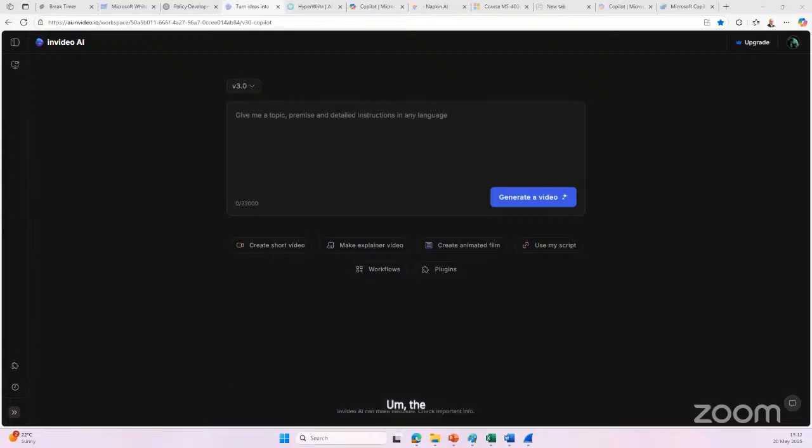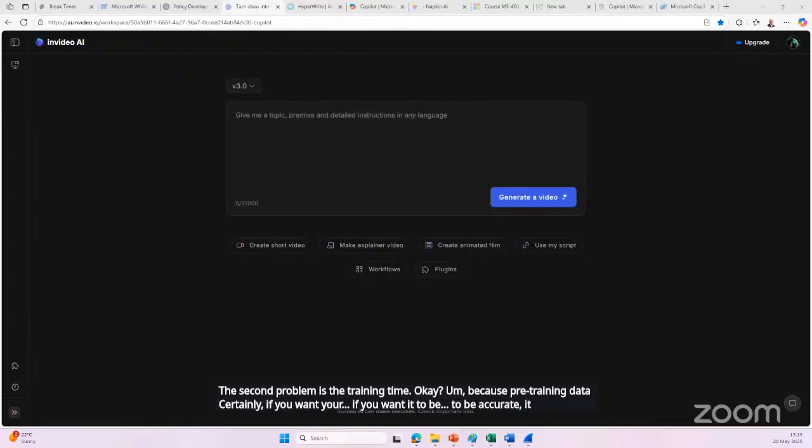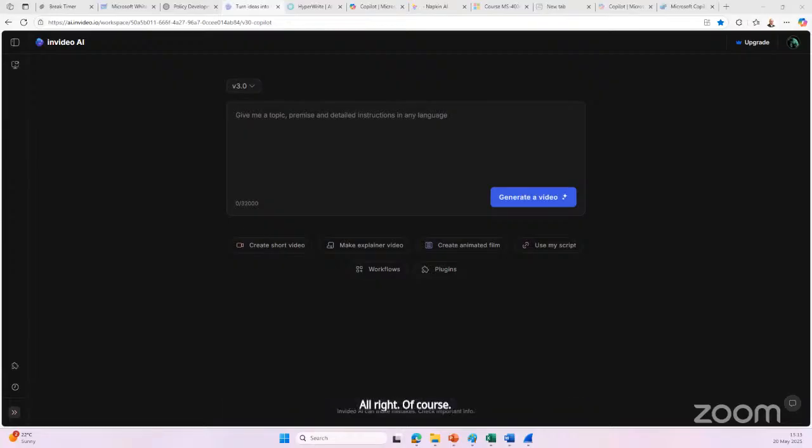The second problem is the training time. Okay, because pre-training data, certainly if you want it to be accurate, it can take weeks. It can take months, and not only can it take weeks and months, it's going to use massive amounts of GPU, so massive amounts of data, right? Of course, you can train the data within an hour or within a day. But then it's going to bring into question the veracity of the data, right? Whether the data is actually accurate or not.